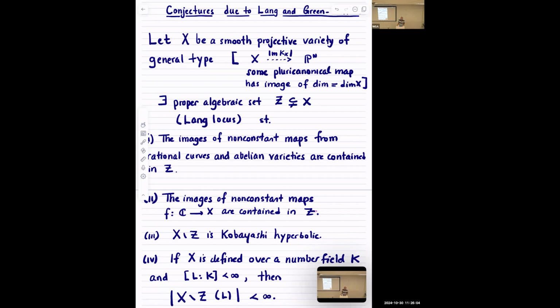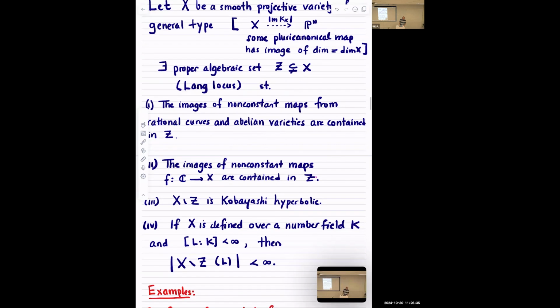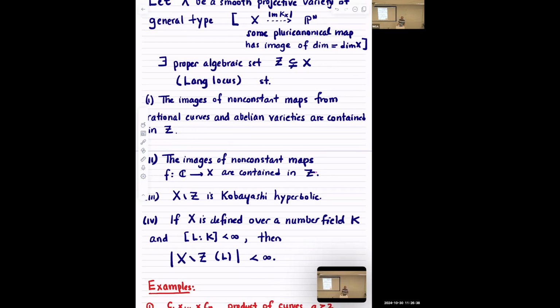So the conjecture is that if you have a variety of general type, then there exists a proper algebraic set, which typically goes under the name of the Lang locus, such that the images of non-constant maps from rational curves in abelian varieties are contained in this proper algebraic set. And more generally, using the Green-Griffiths conjecture, the images of non-constant maps are contained in Z. Of course, 2 implies 1 is stronger. And the complement of this proper algebraic set is Kobayashi hyperbolic.